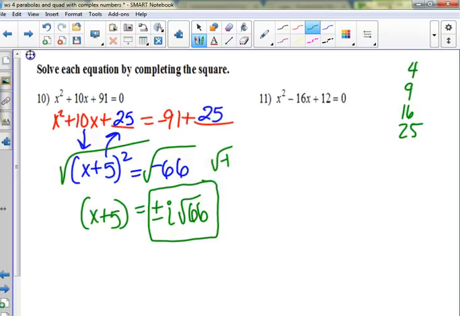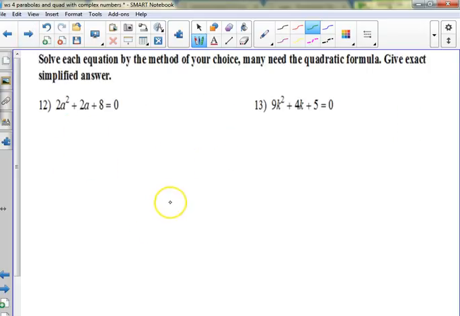Can I skip 11? Solve by the method of your choice. Unfortunately, I don't think there's a section on the quiz that says that. You have to do whatever it says in the directions. What would you like to do first to number 12?